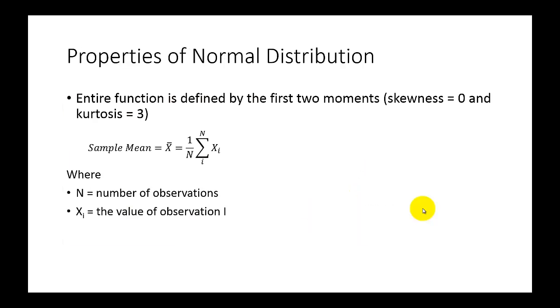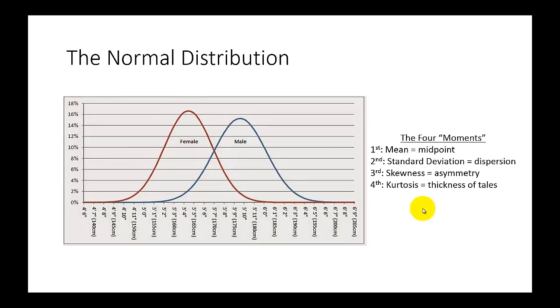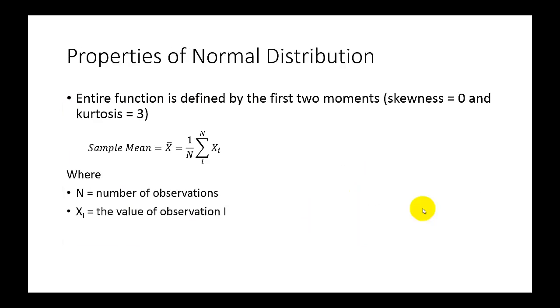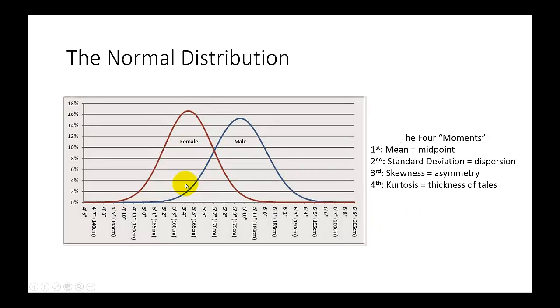So what are the properties of a normal distribution? And this is very important. In a normal distribution, the entire shape of the curve, so the entire distribution, is entirely defined by the first two moments. In other words, the shape of these curves is 100% defined simply by the mean and the standard deviation. And the reason for that is there is no skewness. Skewness is 0, and kurtosis is constant at 3. So the tails don't have fat or thick tails.